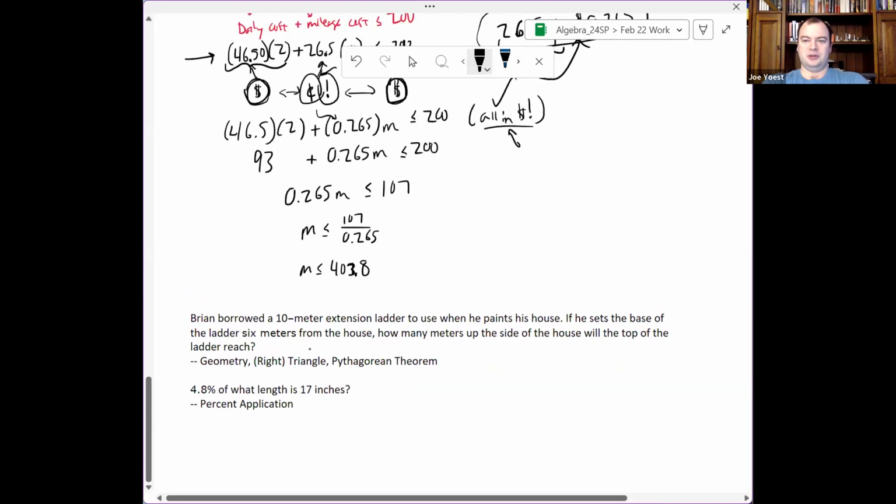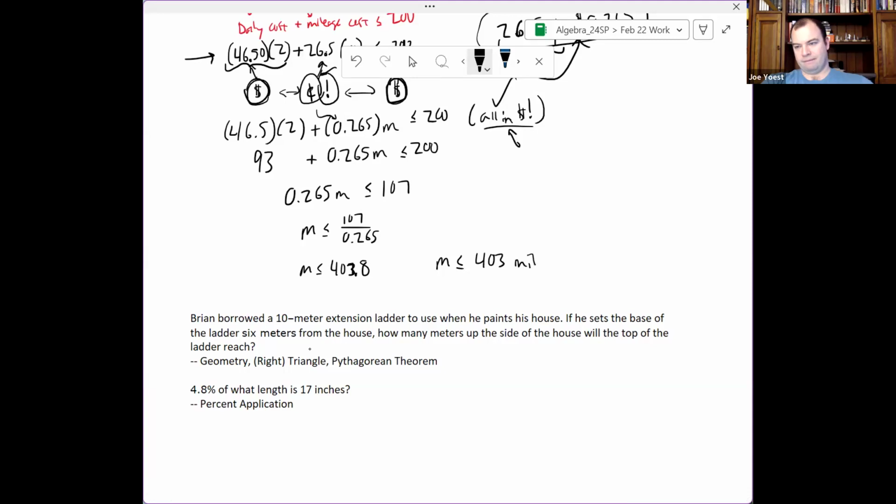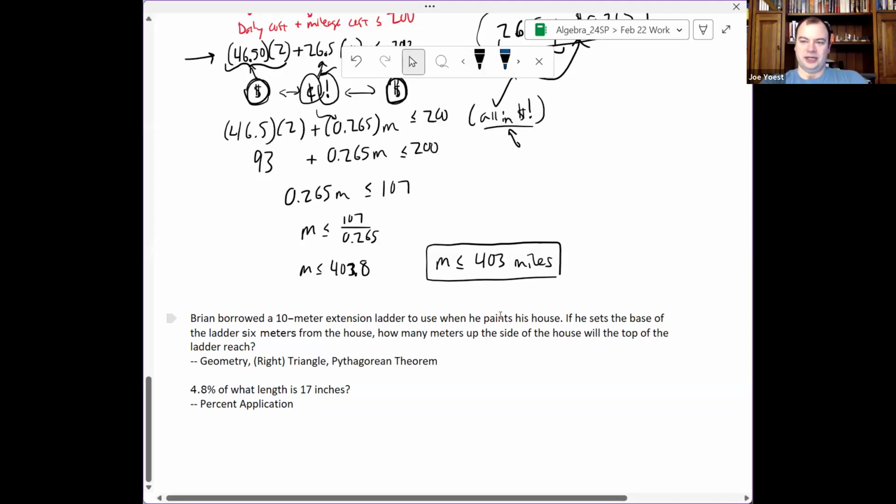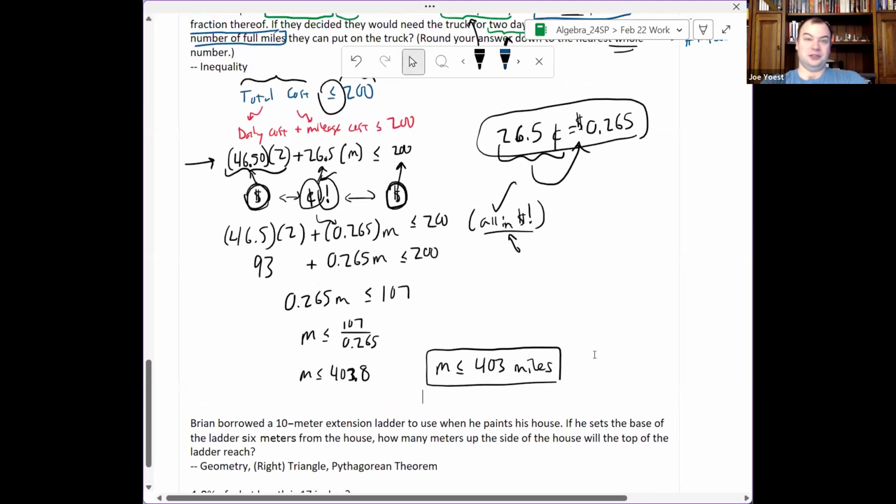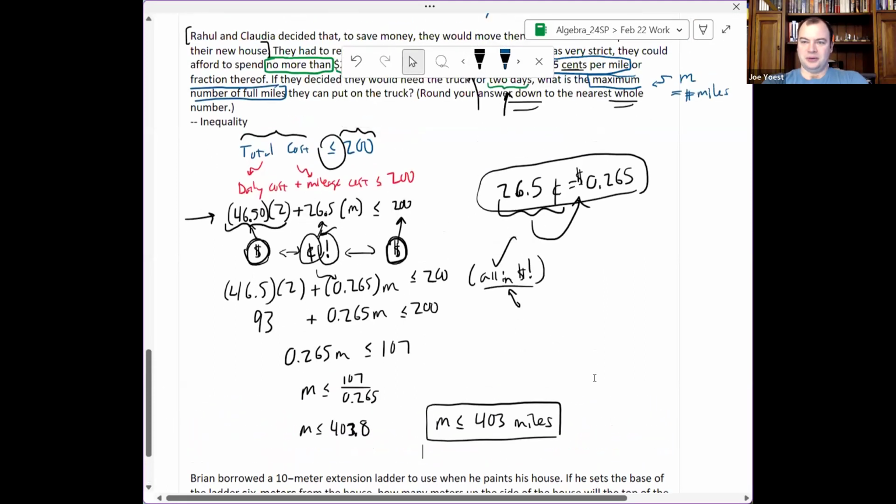So if we want our answer as a whole number, we need to drive less than or equal to 403 miles. Maybe we're looking at the odometer and it only ticks over in units of whole miles. And we're trying to plan our trip so that in total we have less than or equal to 403 miles. That will keep us within our budget.